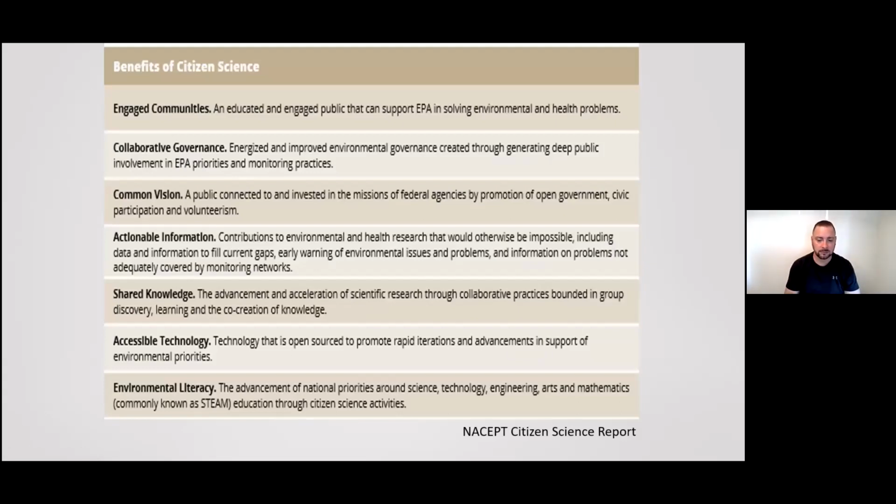Accessible technology. So as I just said, there are a lot of companies that are creating citizen science technologies that you can use when it comes to air quality, when it actually comes to water quality. There are other new technologies actually tracking microbial exposures as well. So citizen science is really pushing innovation in technologies that are available. And then also it helps with environmental literacy.